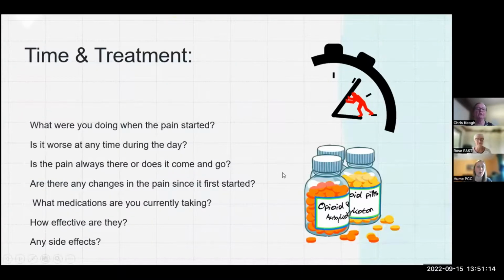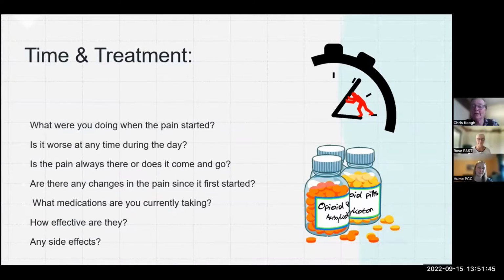Okay, so T is for time and treatment. So what were you doing when the pain started, and what time of the day is it worse? So do you wake up with pain, or do you wake at night with pain? Or does it get worse as the day goes on? And I guess it's getting an idea of, is it always there? Does it come and go? And are there any changes in the pain since it first started?